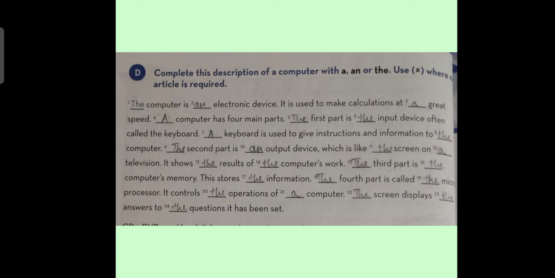The second part is an output device, which is like the screen on a television. It shows the results of the computer's work. The third part is the computer's memory. This stores the information. The fourth part is called the microprocessor. It controls the operations of a computer. The screen displays the answers to the questions it has been set.